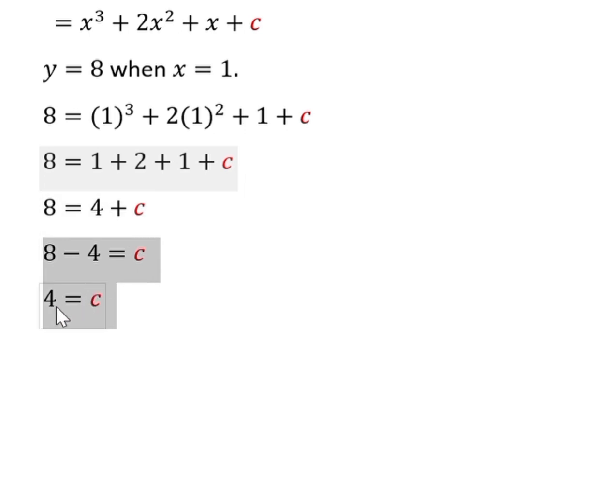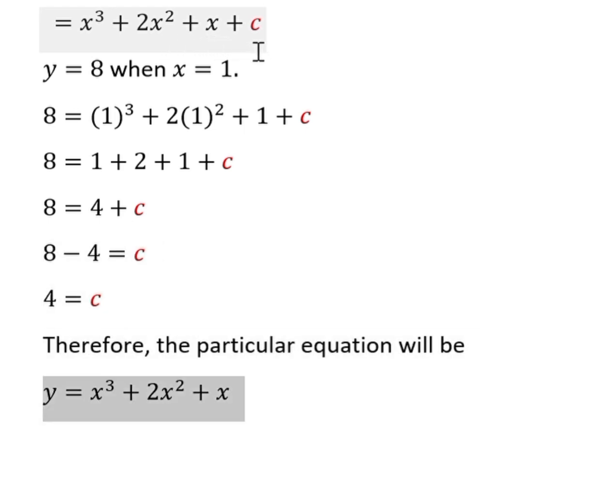And that means our c is 4. So we can take this 4 and substitute it in this incomplete original equation. Therefore, the full equation will be y is equal to x cubed plus 2x squared plus x plus 4. And that is the equation.